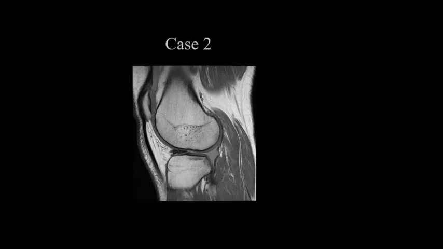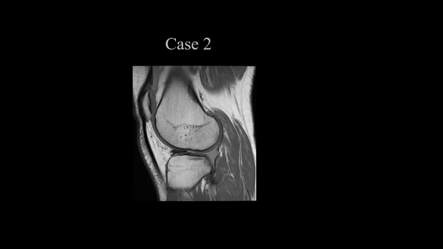We have a sagittal MRI of the knee joint showing the lateral meniscus. We saw here that the posterior horn of the meniscus is migrated anteriorly into the anterior horn and shows a double delta sign, which indicates a tear of the lateral meniscus.